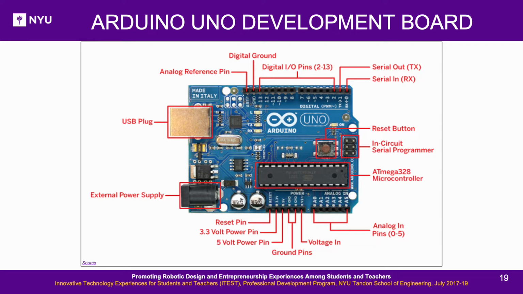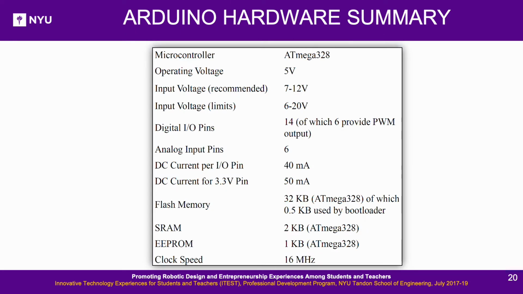Analog reference pin is used to set an external reference voltage between 0 and 5 volts. ATmega 328 microcontroller is what the Arduino board is built on. This gives a summary of all the pins on the Arduino discussed above.